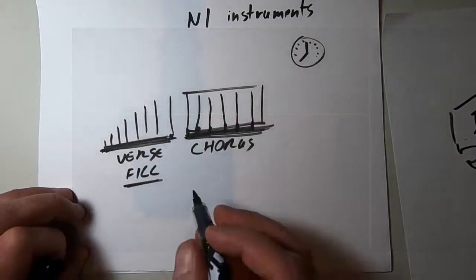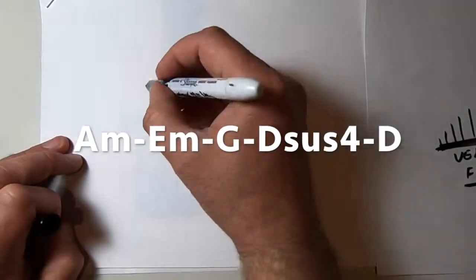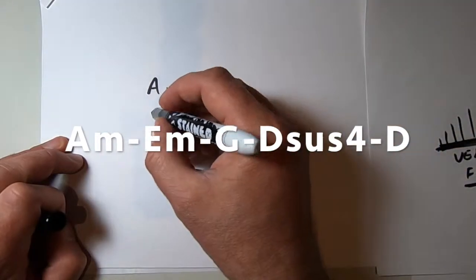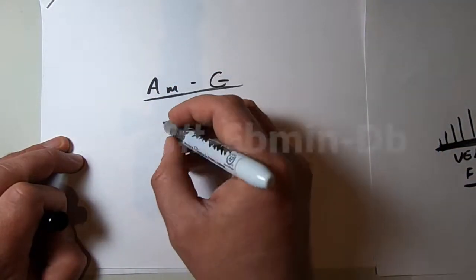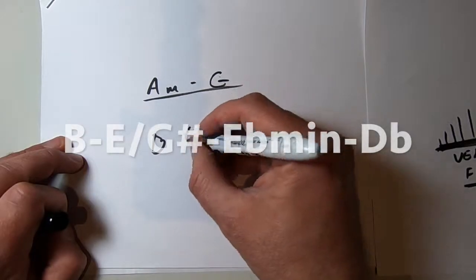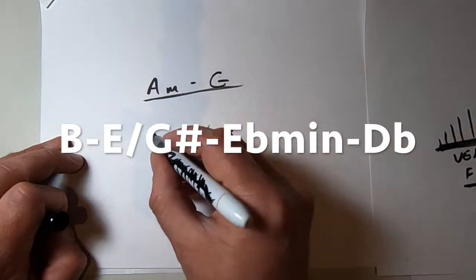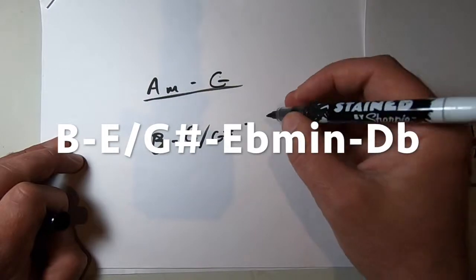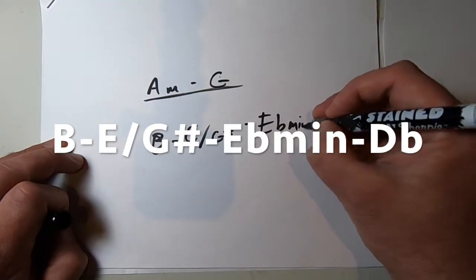Oh, by the way, the chords in the verse are A minor, E minor, G, D sus4 to D. And the chords in the chorus are B major, E major with a G sharp bass. I think you call this a first inversion. Then the next chord is E flat minor, and then finally it's D flat.